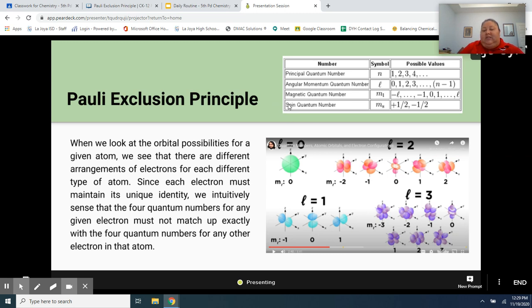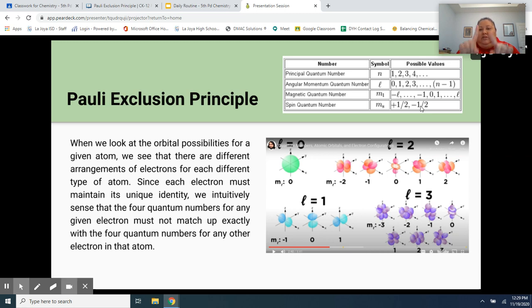The spin quantum number can either be a positive 1/2 or a negative 1/2, right? Each orbital can hold 2 electrons. So one of those electrons will have a positive spin, the other electron will have a negative spin. 3 out of the 4 quantum numbers can be the same, the first 3, but it's the last spin number that has to be either positive or negative. And that is what makes up the total address for these electrons.